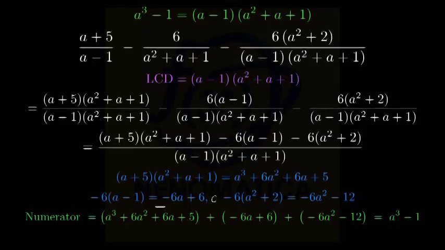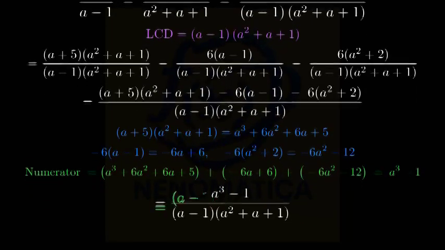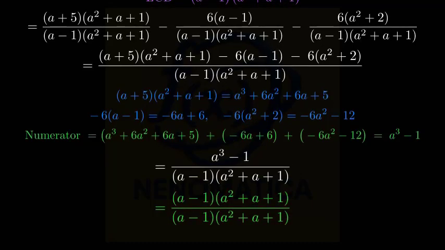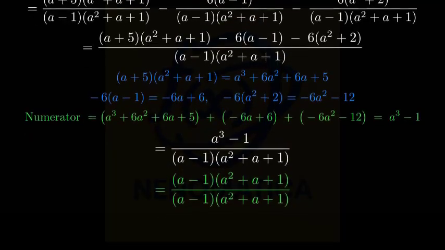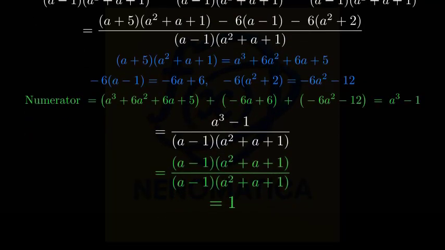As long as a is not equal to 1, and a squared plus a plus 1 is not 0, this cancels to 1. So the simplified value of the original expression is 1.